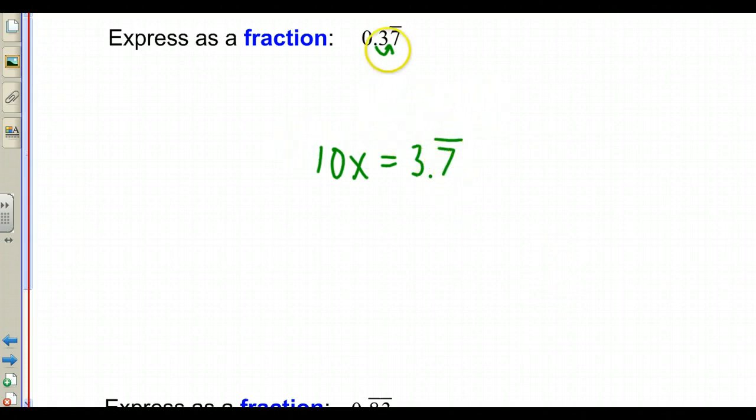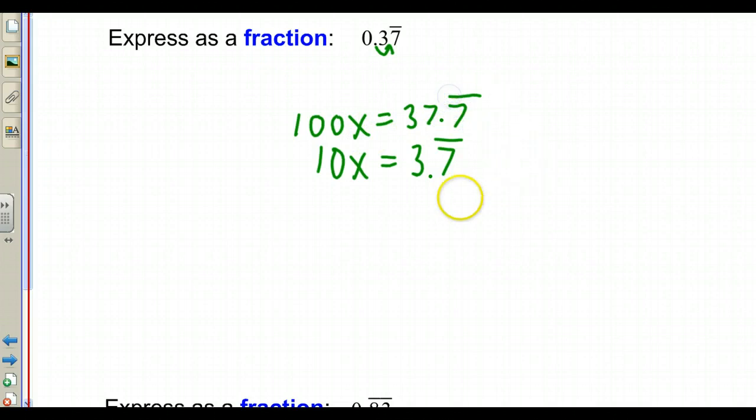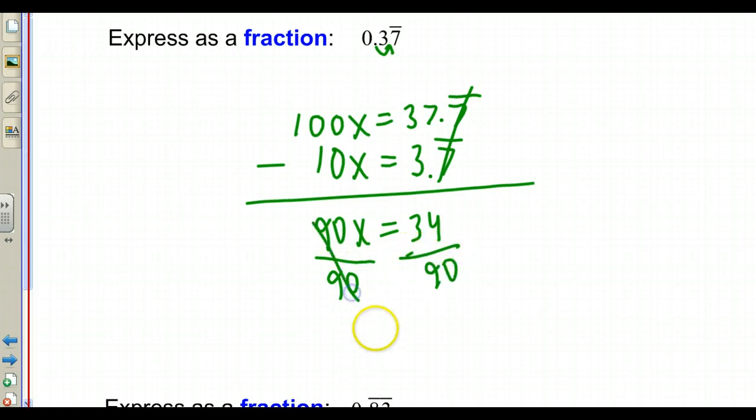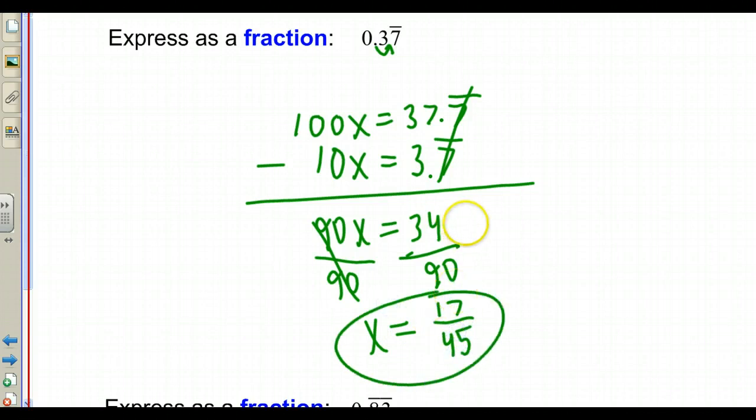So I'm going to multiply to move it over one more space. I'm going to multiply by 10 more. So 10 times 10 is 100. So 100x equals 37.7 repeating. When I subtract, I get 90x equals 37 minus 3 is 34, and 0.7 minus 0.7 is gone. Divide by 90, divide by 90. You get x equals 17/45 when you simplify that fraction by dividing by 2, canceling out a 2 there.